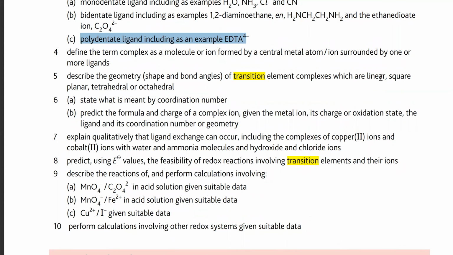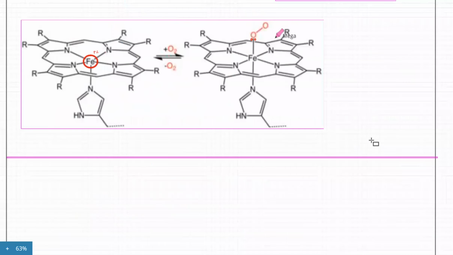Linear is when you have just two dative bonds. Square planar, we're going to talk about those as well. Tetrahedral and octahedral shapes, we've already done that. I'll give you an example of the geometry of a linear and a square planar molecule. We'll just quickly go over the shapes.